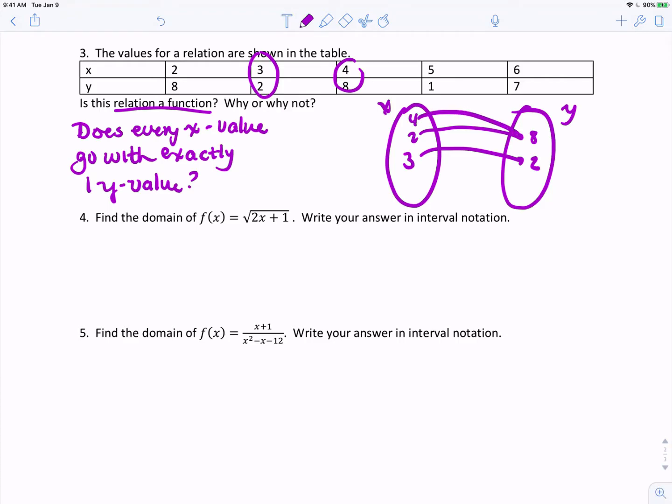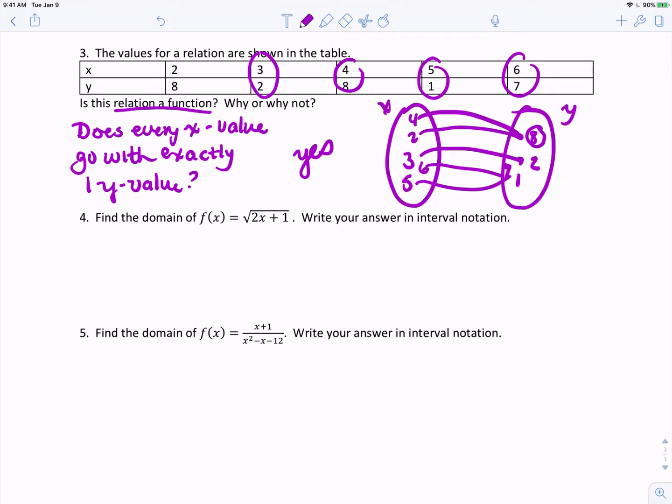Now, that might bother you that these two x's are going to the same place, but 4 is only associated with one number, 2 is only associated with one number, so far we still have a function. 5 is associated with 1, and 6 is associated with 7. So notice that every x value had only one y value, and so the answer is yes.